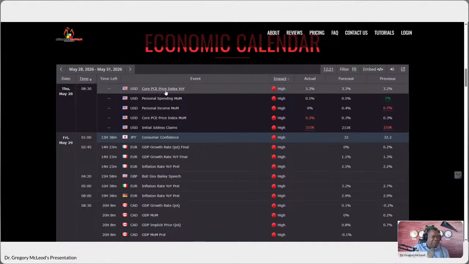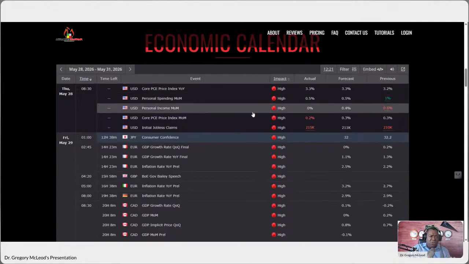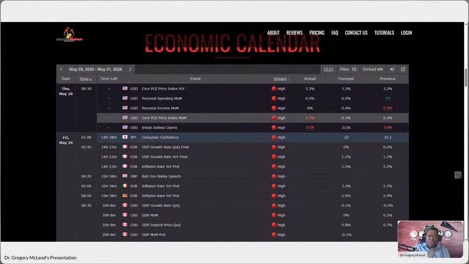In fact, we had our core PCE, the inflation data. The Fed, which controls the interest rates, and interest rates are one of the major drivers of currency values, looks at the inflation numbers. If they see inflation is high, what they usually will do is hike interest rates, and higher interest rates make the currency more valuable, right? However, if they see inflation is lower, or they see some weakness in the job market or in the income market, then they'll probably say, hey, we need to cut interest rates in order to help growth and to help the economy, right?